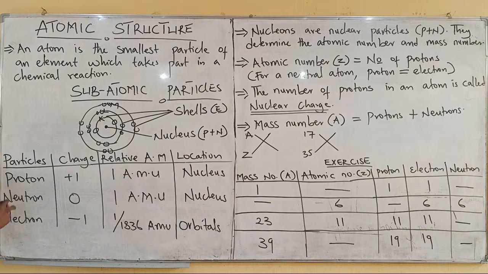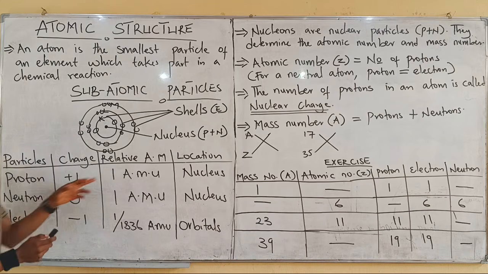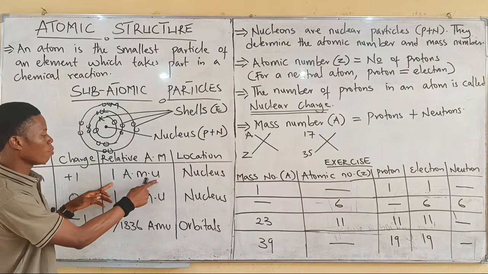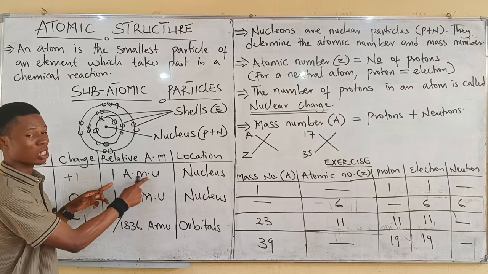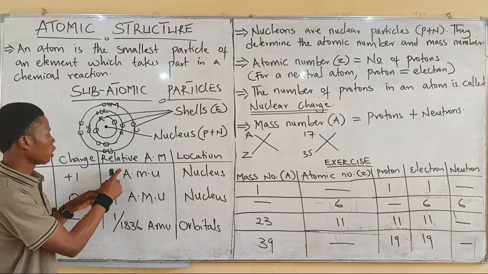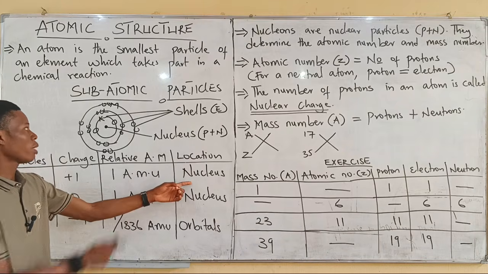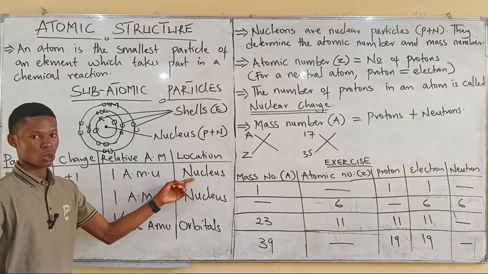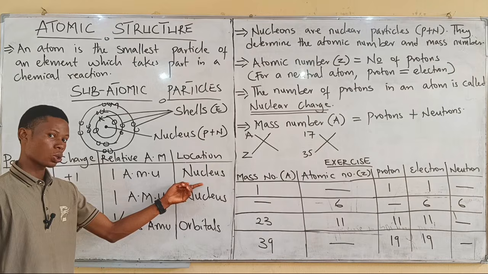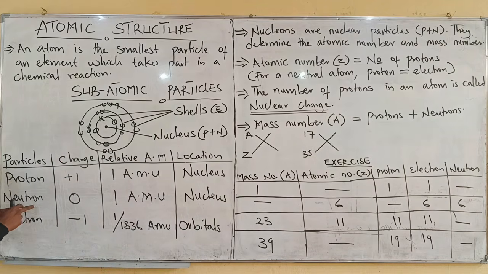First, the proton. Proton has a positive charge. Proton is positively charged, and so the charge is +1. The relative atomic mass is 1 AMU. AMU means atomic mass unit. So the relative atomic mass of the proton is 1 atomic mass unit. And where is the location? Remember I told you that the proton is found in the nucleus. So the location is the nucleus.